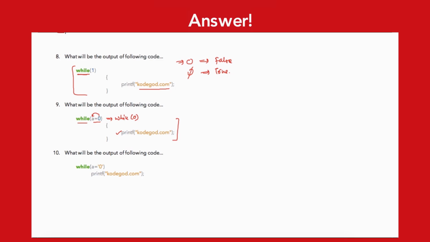Time's up. Here is the answer. We have a equal to 0, but notice that this 0 is in single quote, which is equivalent of ASCII character 48. So 48 will be assigned into a. So this statement is similar to while 48, which is a non-zero value. Hence this condition is true. Hence this while loop is an infinite while loop. So output of this program is that this program will print code.com infinitely.